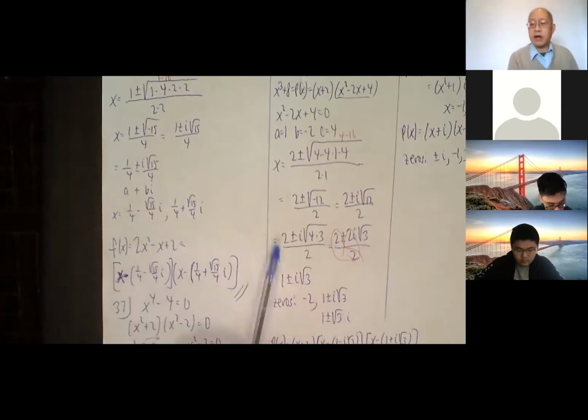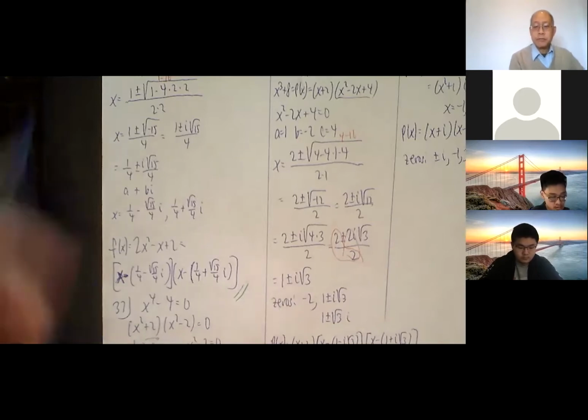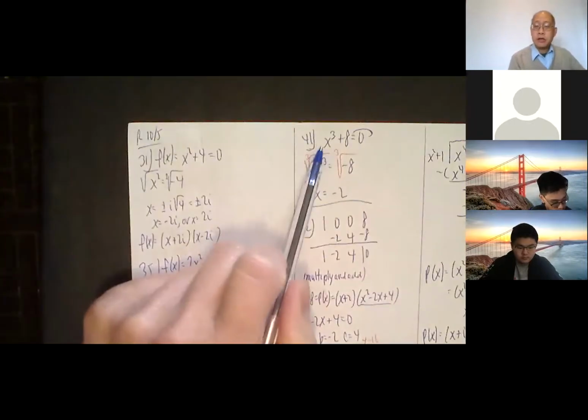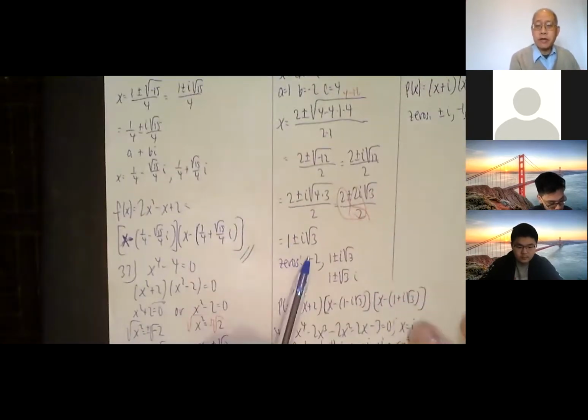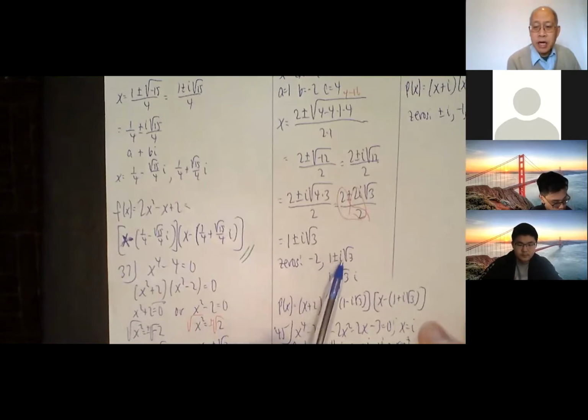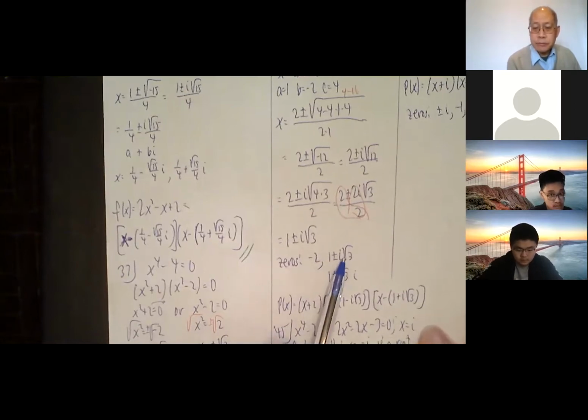But if it's 1i radical 3, just write I radical 3. Okay, so I have 1 plus or minus I radical 3. So there we are, we have our 3 zeros. Way back here, third degree, right? So we're going to have 3 zeros. Looks like there's only one of them that's real, -2. The others are complex, 1 plus or minus I radical 3.